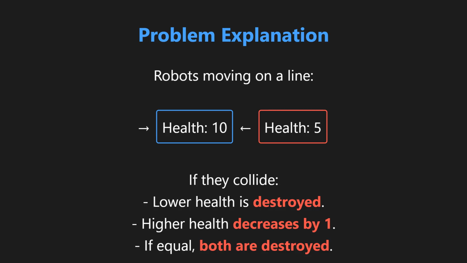If two robots collide, the one with lower health is destroyed, and the survivor's health decreases by 1. If their healths are equal, both are destroyed. We need to determine the final healths of the surviving robots in the same order they were given.